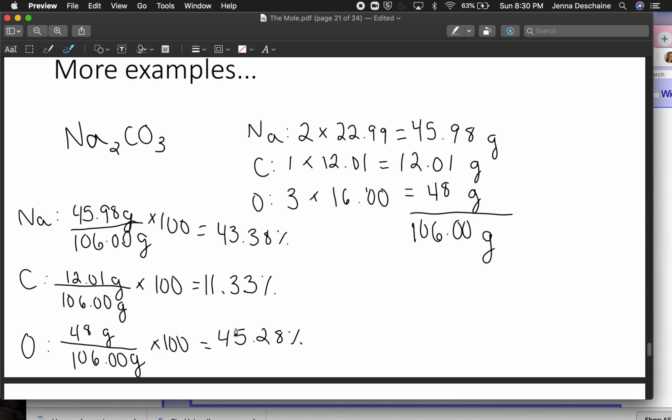So I'm going to add those three values real quick just to make sure that they equal 100 or almost 100. 43.38 plus 11.33 plus 45.28 equals 99.99. So that's okay if it's off by like 0.01 or 0.02, just as long as it's like 99 or greater. Make sure it's not like 95. Then you've definitely missed a step. It might not equal 100 every time, just when you do some rounding like I did, which is fine. Just make sure that you double check yourself. Okay, so that would be how to do this one.